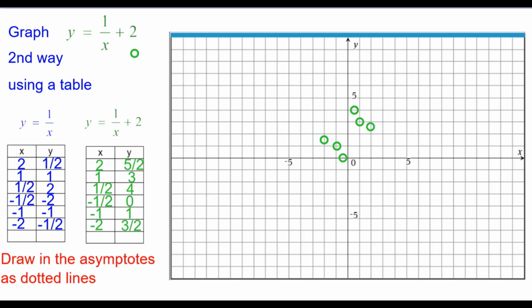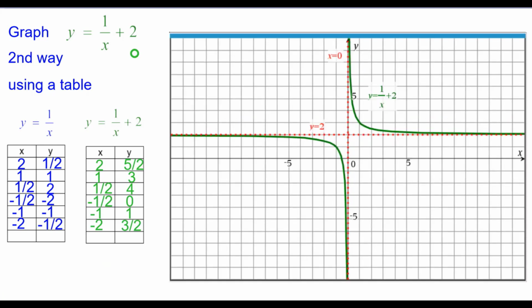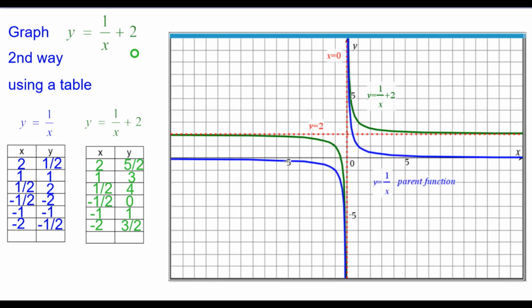Again, we should draw in the asymptotes as dotted lines, and then connect the points into 2 branches of a hyperbola. Comparing that to the parent function.